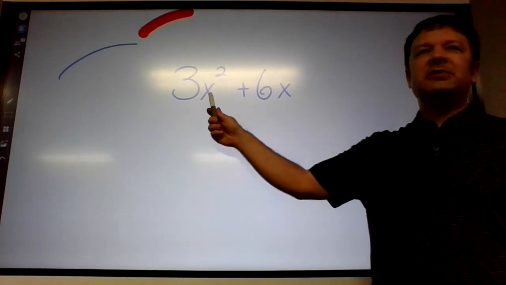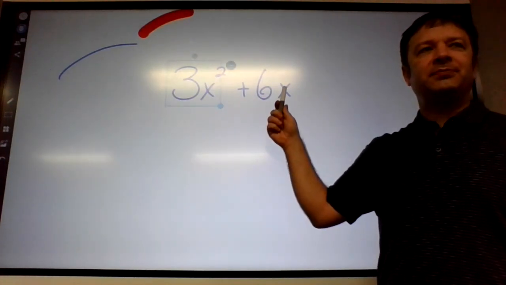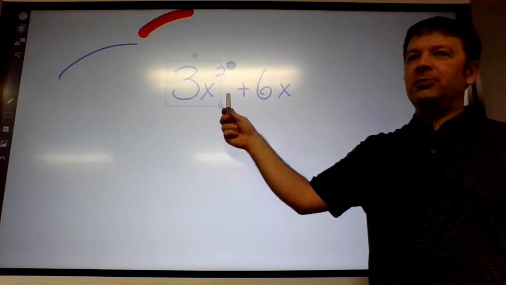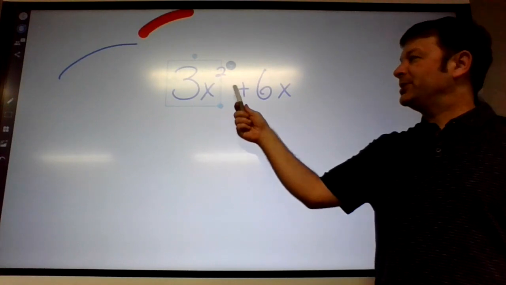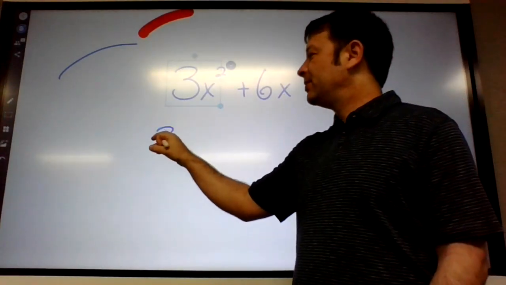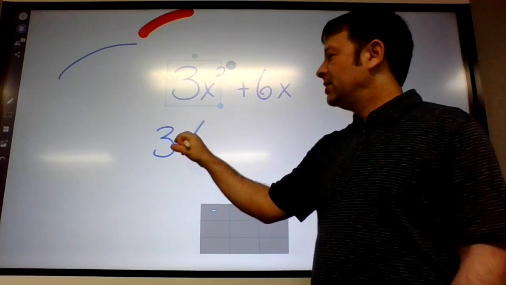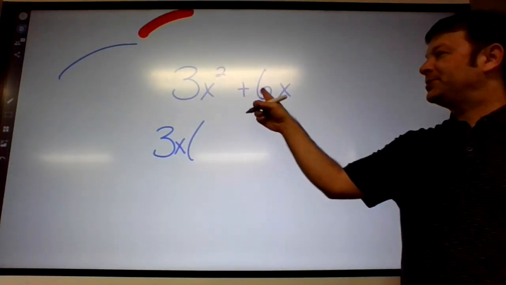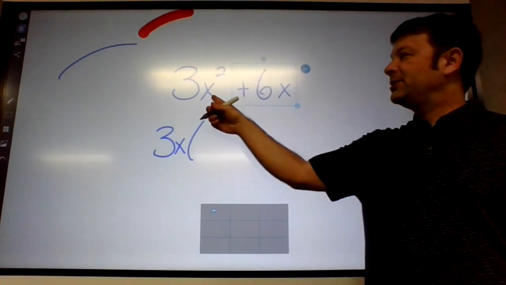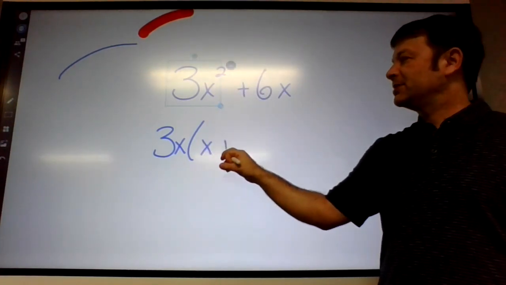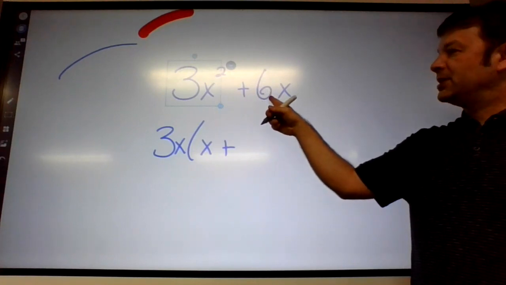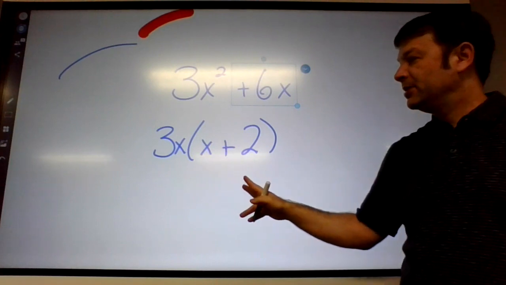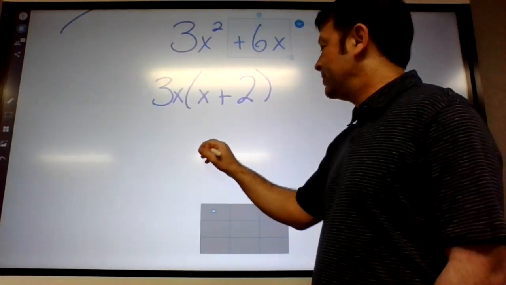Does anybody know how we can factor this one? Okay, we can take something out. What goes into both of these? 3 and x. And in parentheses, you put what's left if I divide both of these terms by 3x. This divided by 3x is x. 6 divided by 3 is 2. X divided by x cancels out. Okay, I call that take stuff out.